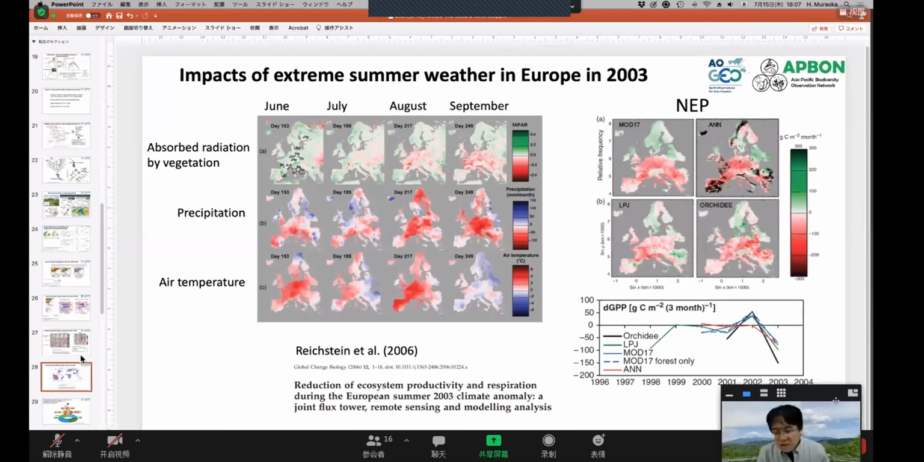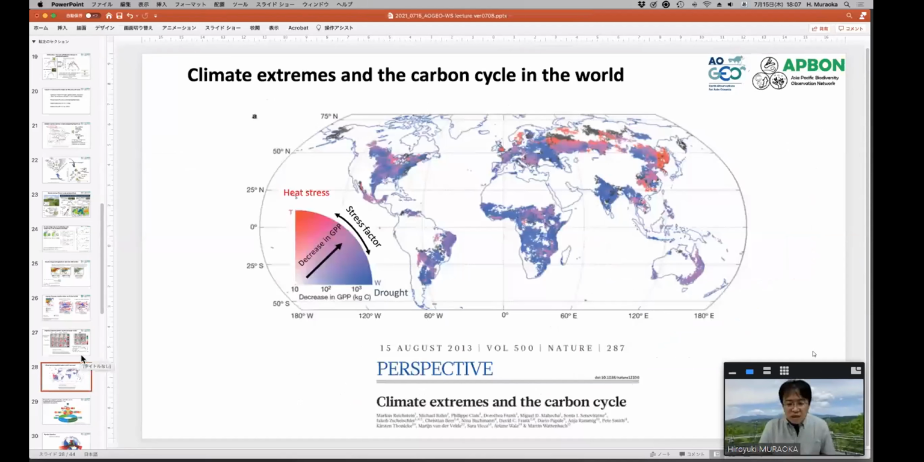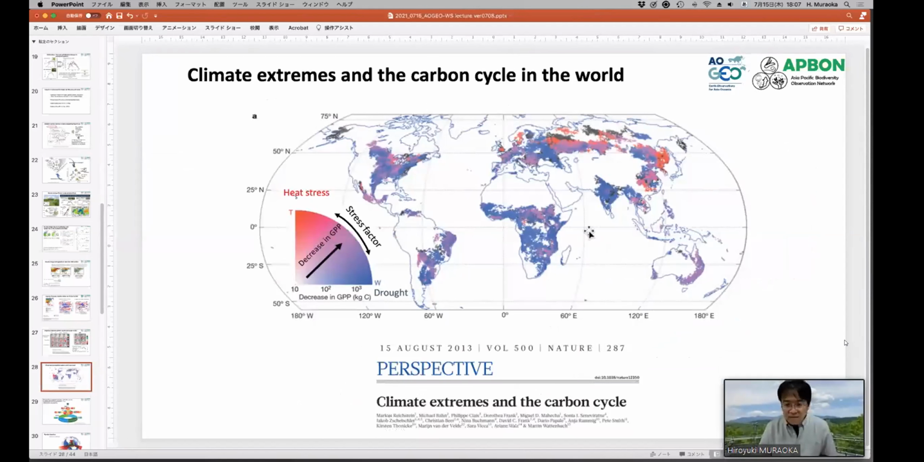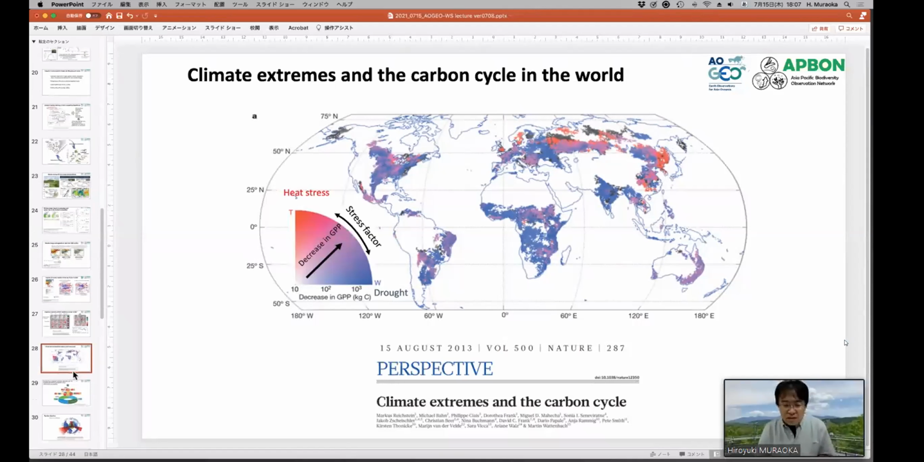And these kinds of events are not so rare in recent years. A group of scientists analyzed data from around the world and mapped the trends. In the blue part, they found that the shortage of precipitation or drought is impacting the terrestrial ecosystems. In the red part, they found that higher heat stress and higher temperature are impacting the ecosystems. So we are experiencing these kinds of changes.